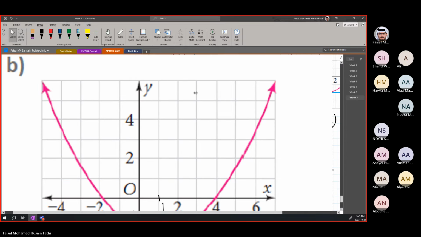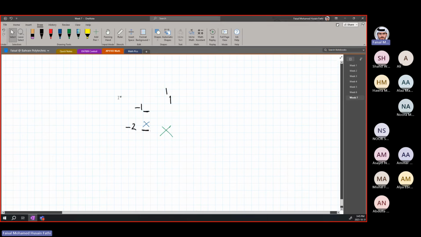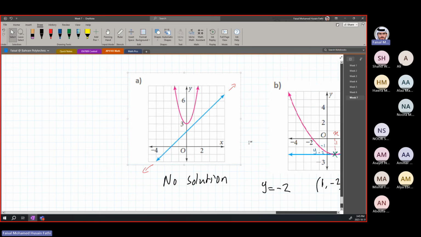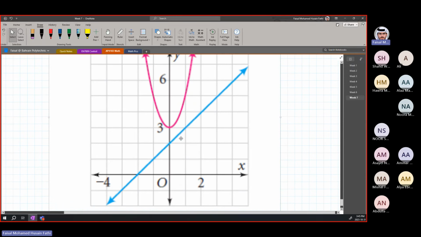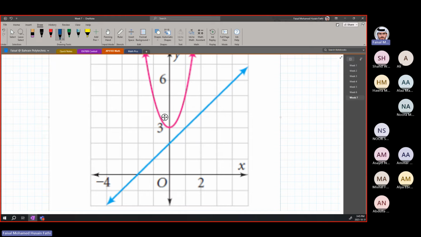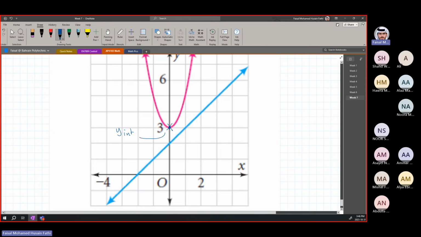Okay. Delete this. Solution A, the intersect here. There's no solution for the intersection. The solution is no solution, and there is no intersection between the lines. For the parabola, you can see the turning point is at the y-intercept, which is 0, 3. If we zoom in a bit more here, you can see that there's no intersection between the lines, so there's no solution. But if we're just looking at the parabola, this is the turning point, which is also the y-intercept, which is equal to 3.